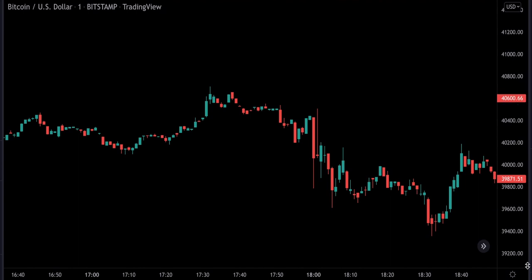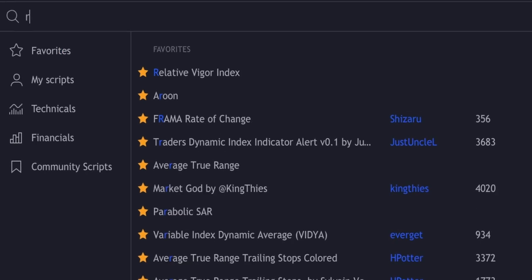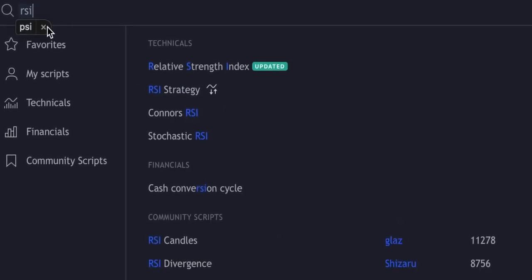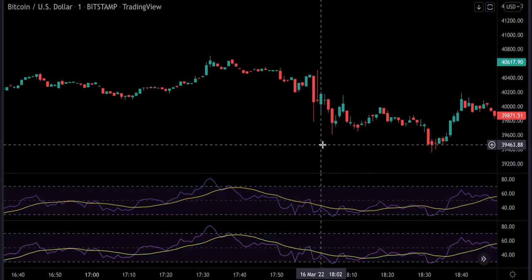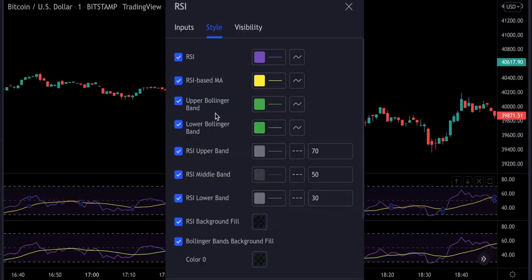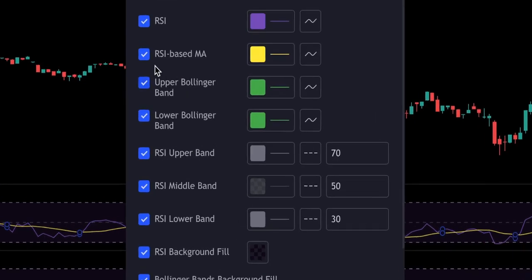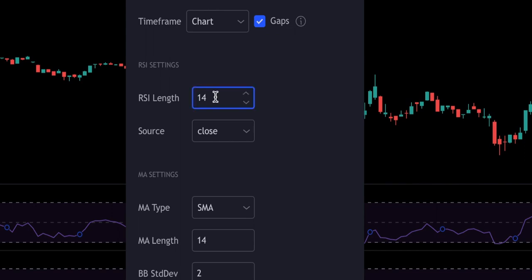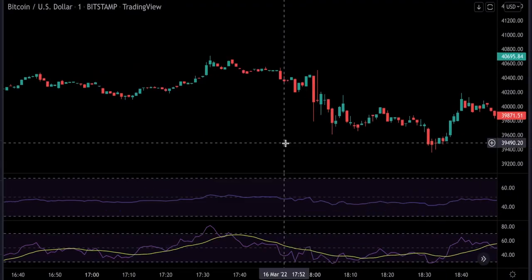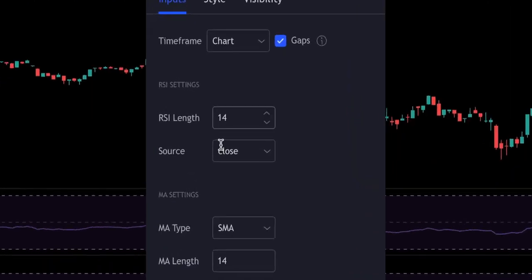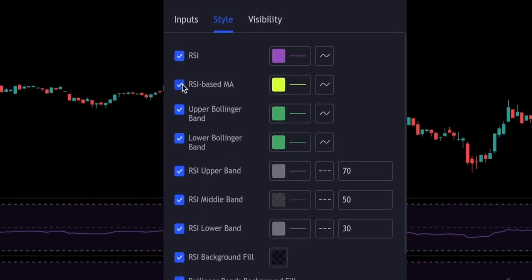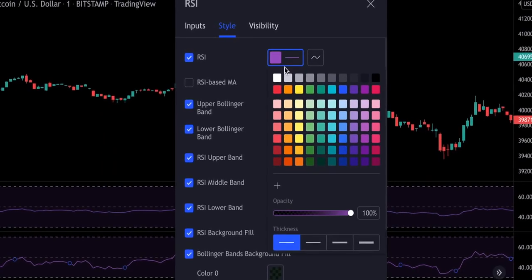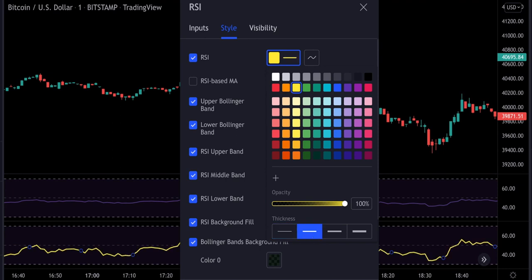For this trading strategy, we're going to use an indicator called RSI, Relative Strength Index, and we're going to pick two of those. First of all, we need to go into the settings on these indicators and change the inputs. So we're going to get rid of this RSI based MA, and we're going to change the inputs from 14 to 100. On our second RSI, we're going to change the settings from 14 to 25. We're also going to untick that RSI based MA, and change the color to make it more visible.